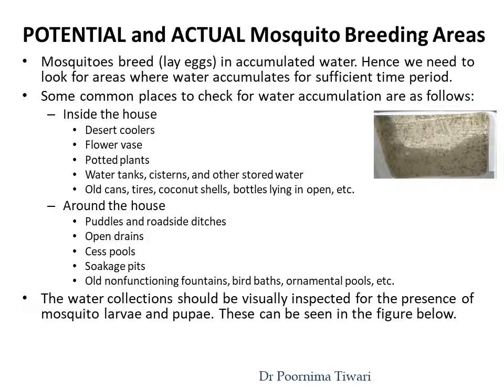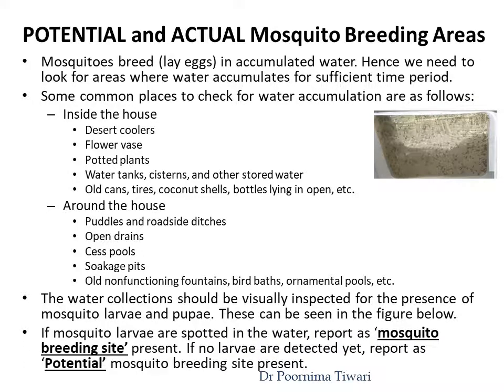Next, you go and inspect these water collections and see if mosquito larvae are present or not. You can see mosquito larvae in the figure on the right side. If you can see mosquito larvae or pupae in the water collection, you will report it as actual mosquito breeding site present. If the water collection is there but there are no larvae or pupae, you will say potential mosquito breeding site present in the house.